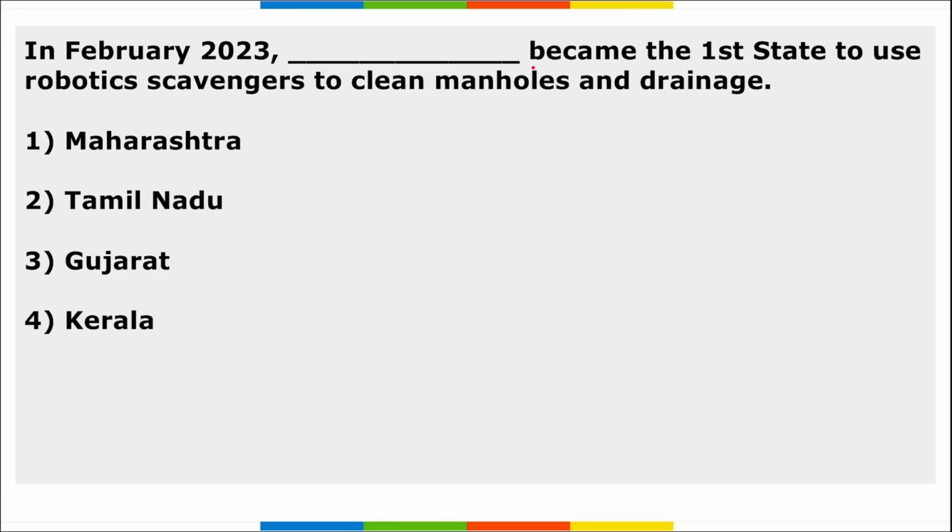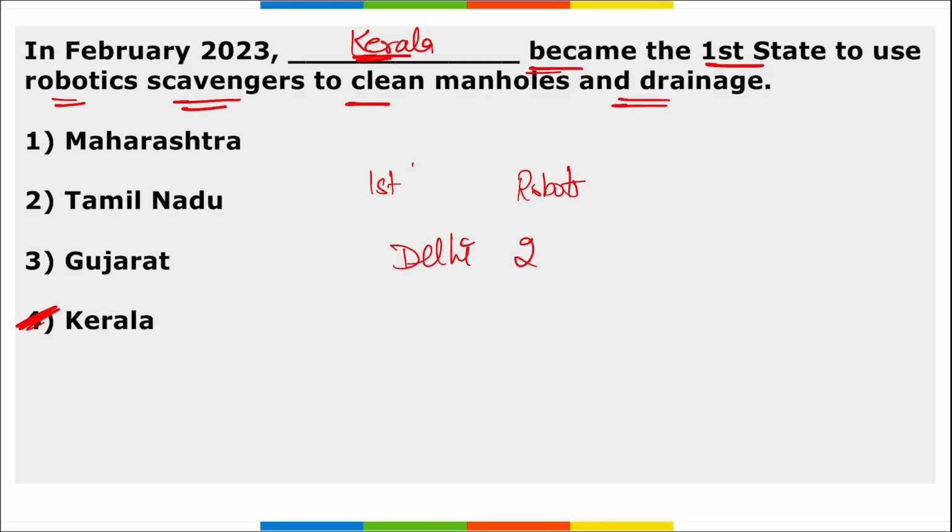Next is dash became the first state to use robotic scavengers to clean manholes and drainages. This is also Kerala. Kerala became the first state to use robots to clean manholes and drainages. Similarly, if I ask you which became the first state or union territory to use robots in the firefighting team, it is your Delhi. Delhi has included two robots into their firefighting team. All right, the correct option for this question is Kerala.